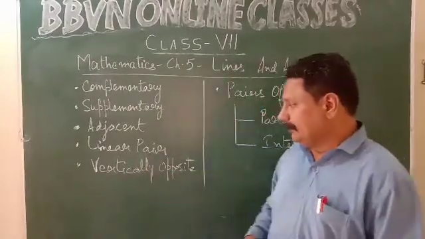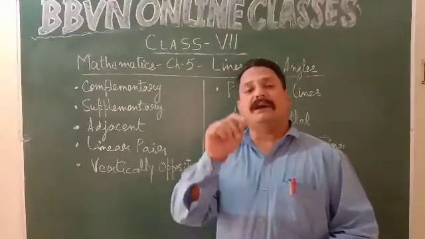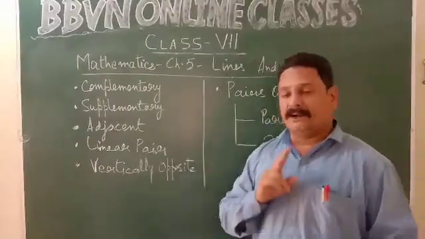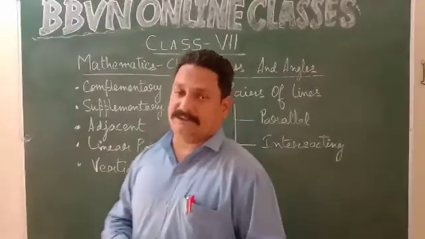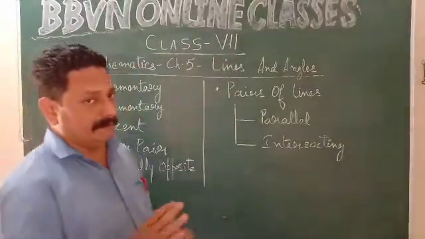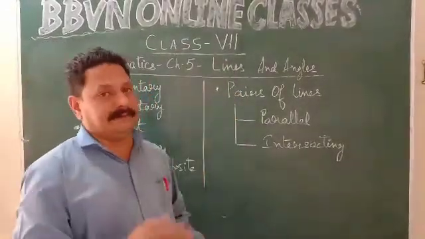Then we studied vertically opposite angles. Whenever two lines intersect each other, two pairs of vertically opposite angles are formed and they are equal in measure. This is what we discussed in the previous class.